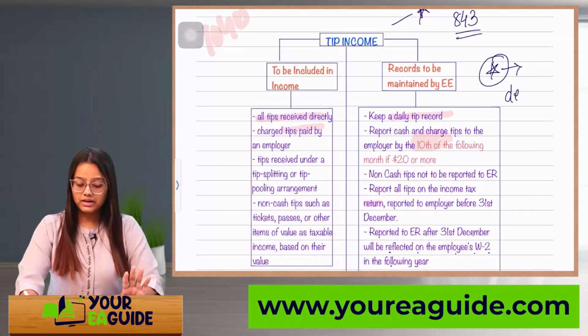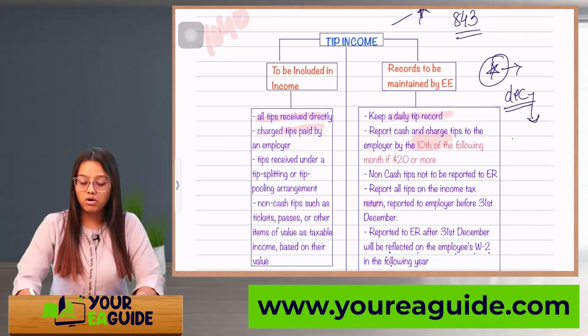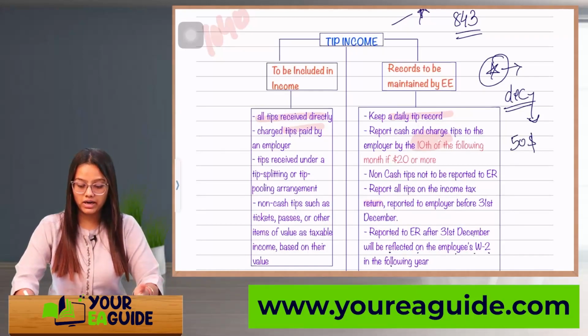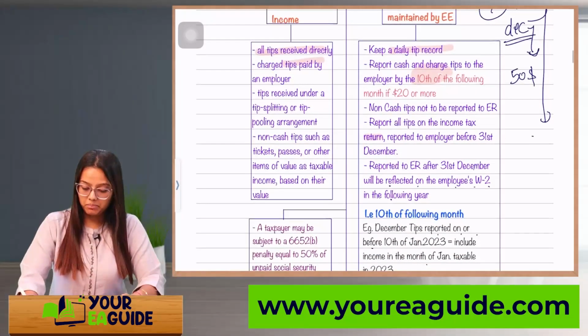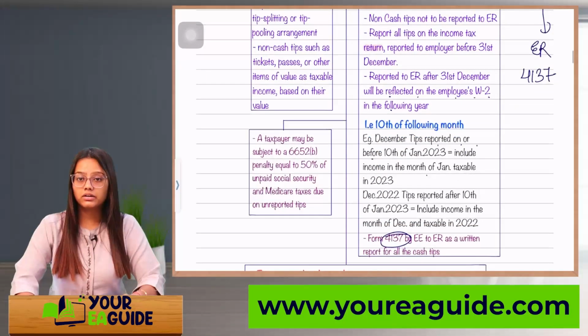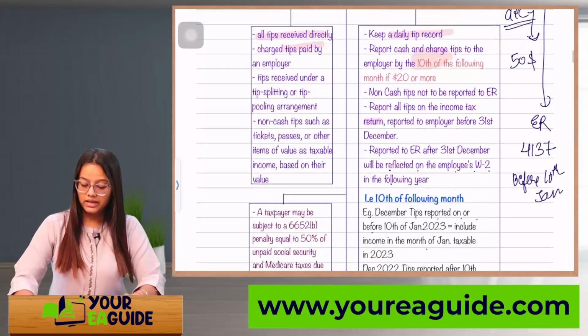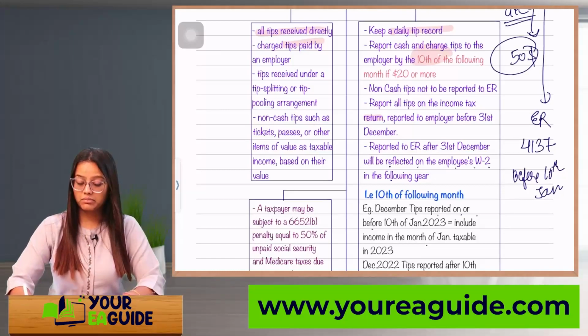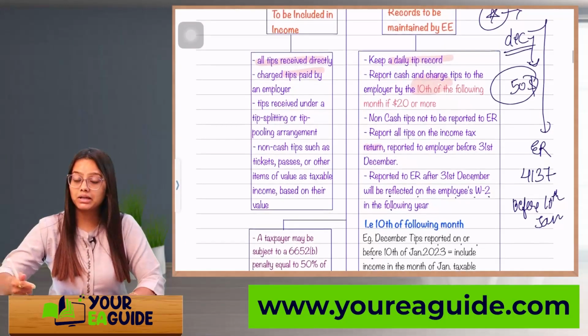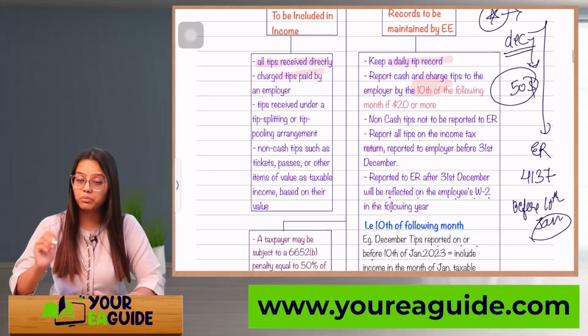One example, December month. Mostly this issue takes place in December only. December, January thing. So in December you receive tip income of $50. Since it's more than 20, you have to report it to the employer, right? So you will report it to the employer in which form? Form 4137, right? Yeah, Form 4137. And if you reported it before the 10th of Jan, then this $50 will be included in the income in which month, guys? In January, the month reported.